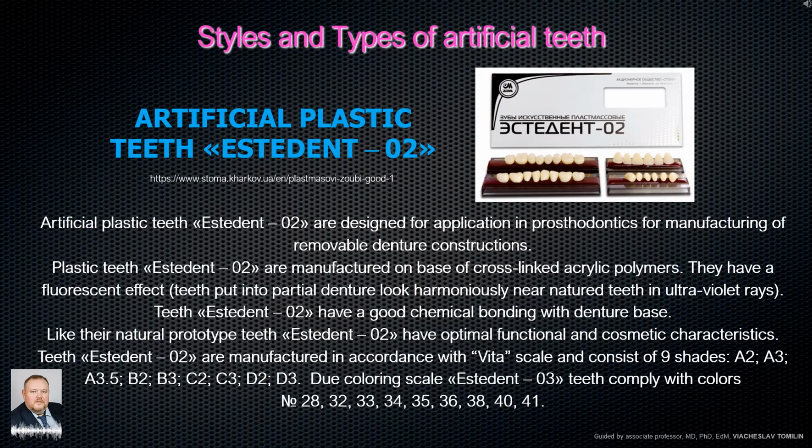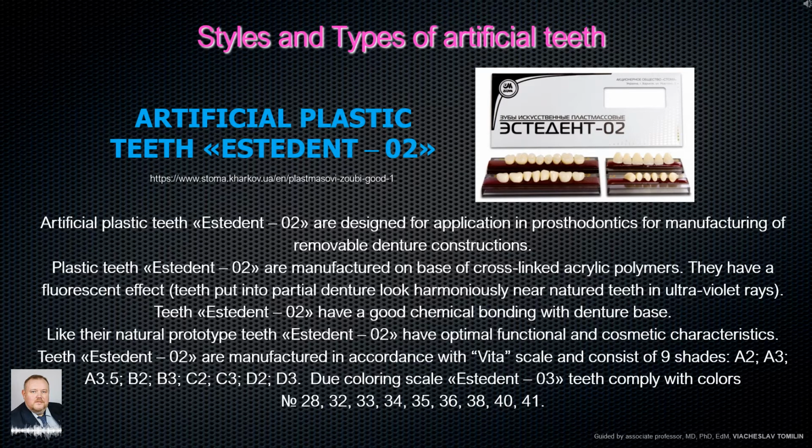Artificial plastic teeth Estedent O2. Artificial plastic teeth Estedent O2 are designed for application in prosthodontics for manufacturing of removable denture constructions. Plastic teeth Estedent O2 are manufactured on the base of cross-linked acrylic polymers. They have a fluorescent effect. Teeth put into a partial denture look harmonious near natural teeth in ultraviolet rays. Teeth Estedent O2 have a good chemical bonding with the denture base. Like their natural prototype, teeth Estedent O2 have optimal functional and cosmetic characteristics.